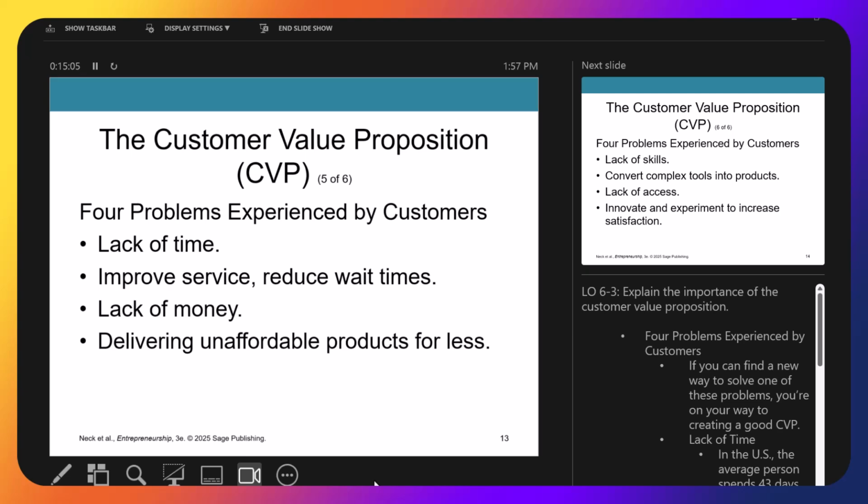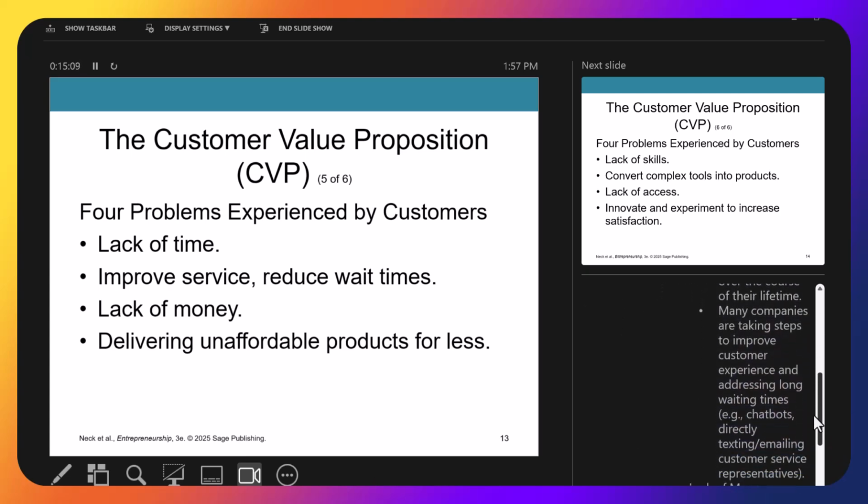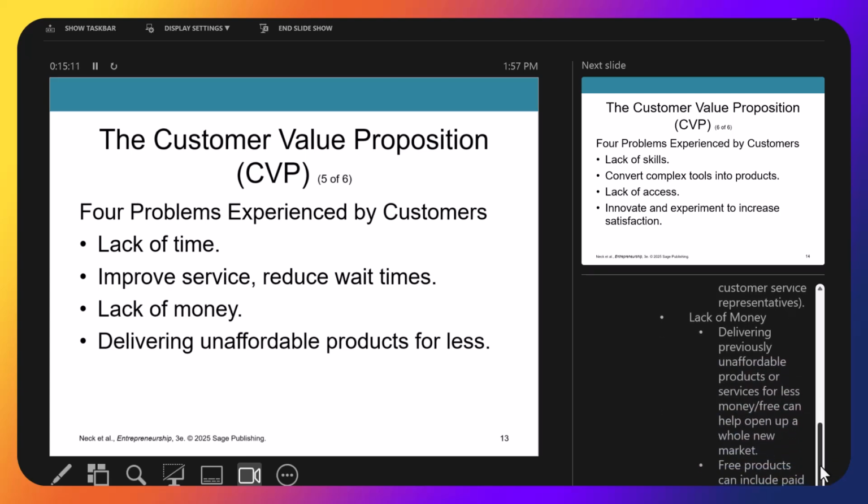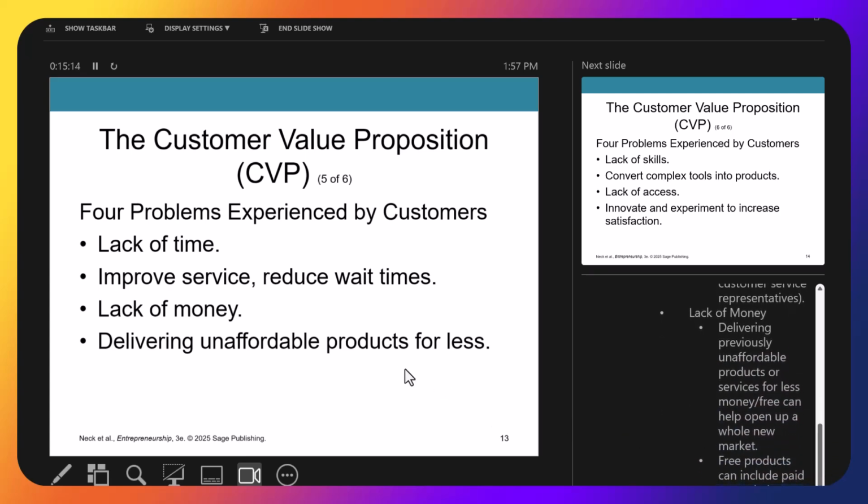When you look at the unaffordability of the product, you think in terms of how that comes into play. A lack of money: what you said initially you were going to deliver, you can't do it due to a lack of funds. But delivering unaffordable products for less, that's something right there. Can somebody afford to do that? At some point in time, you also have to take a look at your profit to see, well, this is no longer financially feasible for me to continue doing.